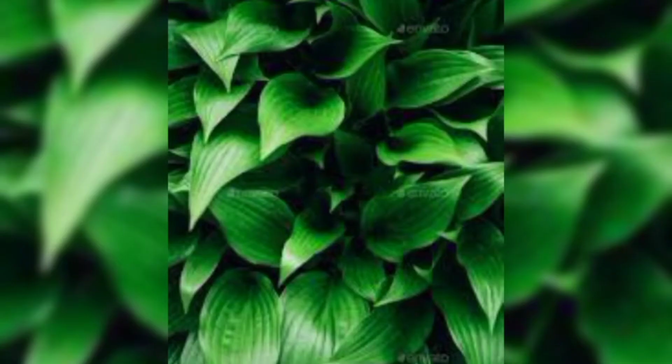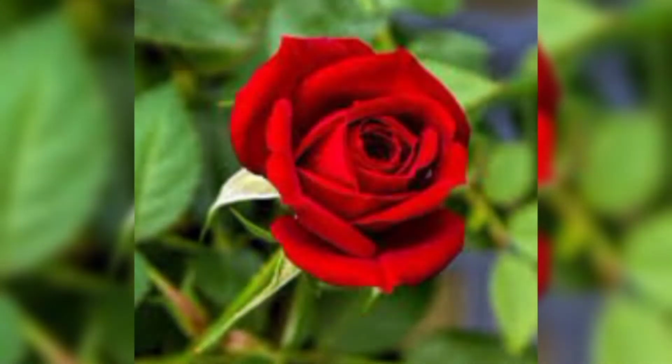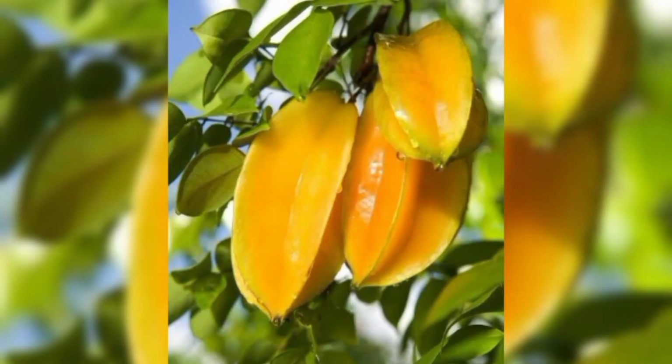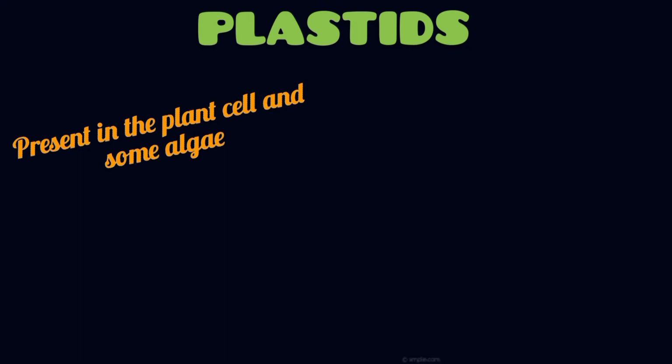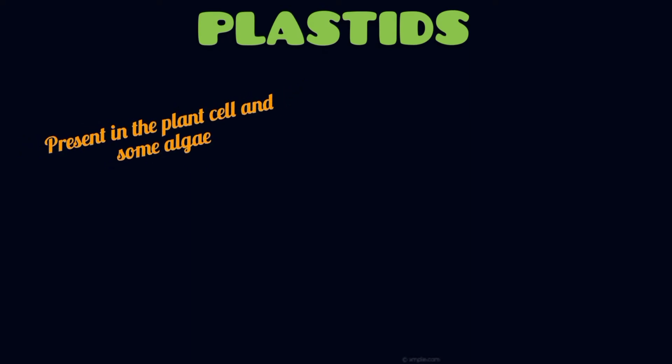Now, you all have seen the different shades of green in the leaves and the bright red and yellow ripe fruits and also the beautiful flowers. What do you think? Where do they get these colors from? These colors are imparted by the plastids, which is an organelle present exclusively in the plants, and also some algae.